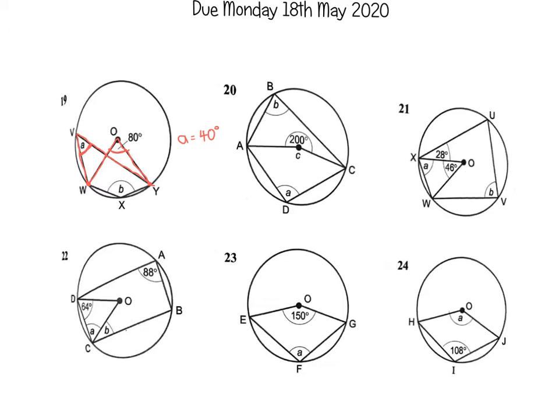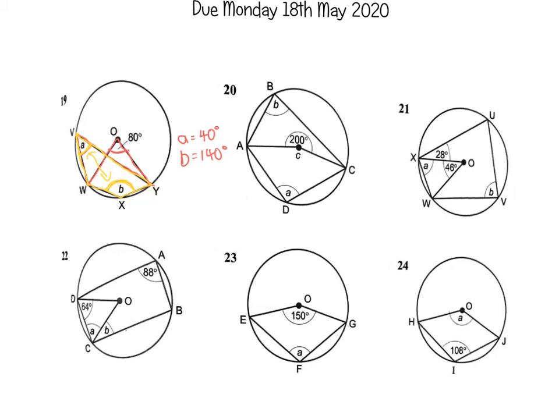And then if you spot this shape is a cyclic quadrilateral, so opposite angles here and here add up to 180. So if A is 40, B must be 140 degrees.